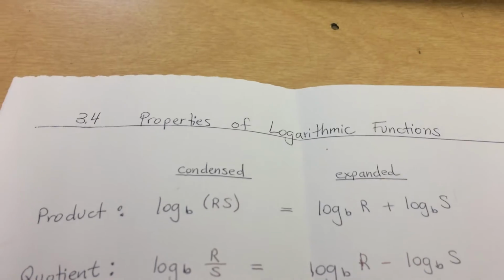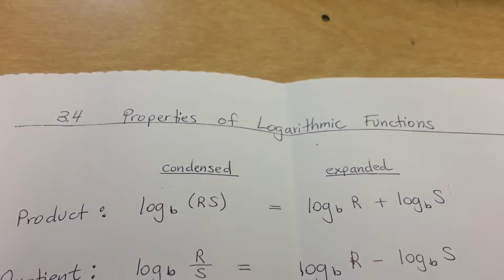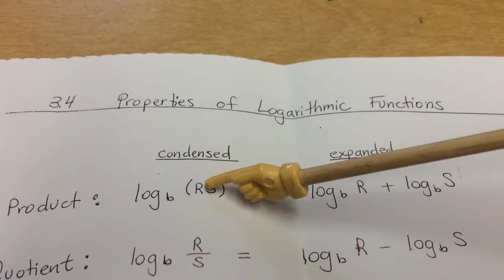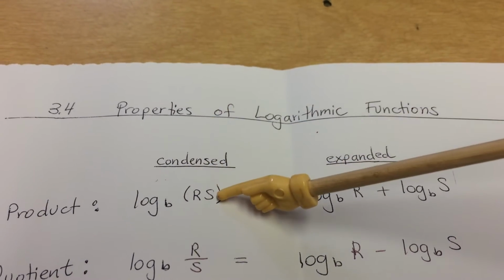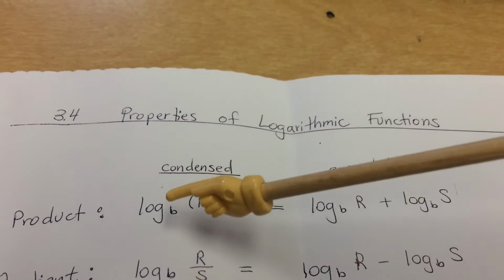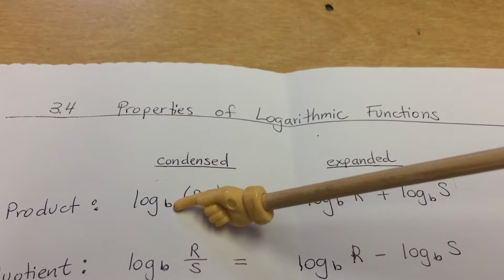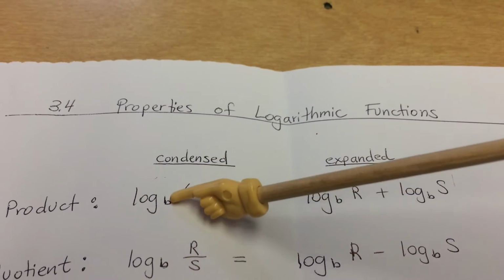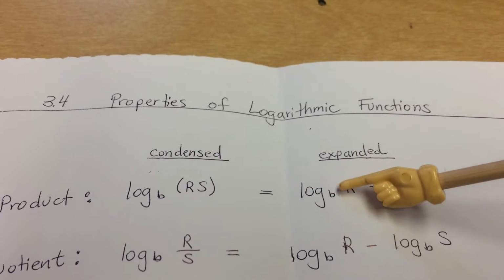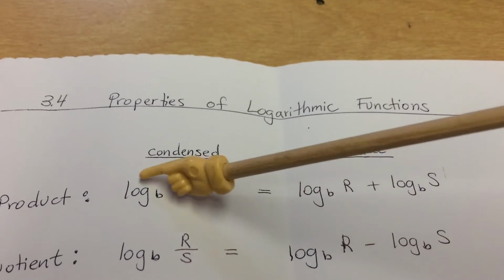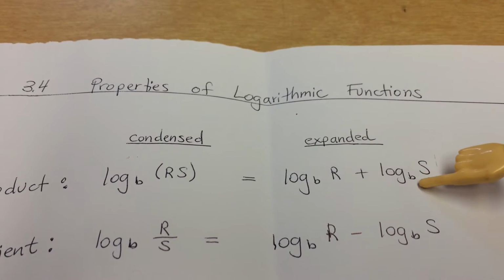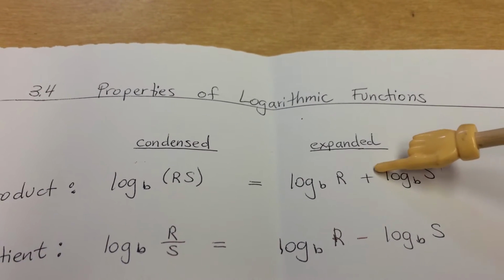Okay? So the first property is the product property. The product property says that if I have log base b of r times s, to expand it, the multiplication turns into a plus. What I usually think of is that the log base b, we're going to distribute that. If I distribute it to the r, that becomes log base b of r. And then if I distribute it to the s, we would have log base b of s. So then we separate that with a plus.